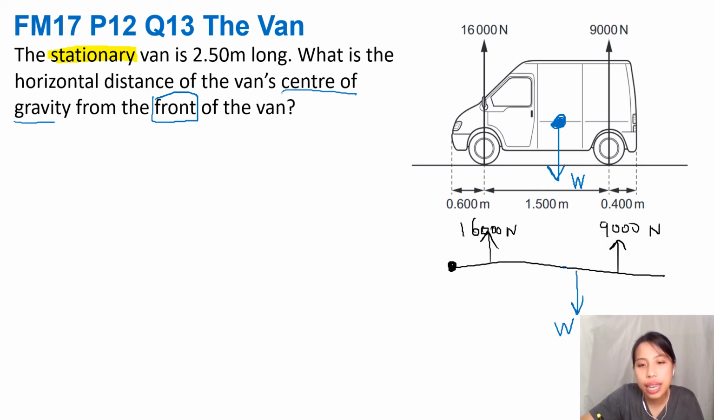If I choose this as my pivot, then I'm solving torques about that pivot, which means later I can just find the distance between the center of gravity and the pivot, which is what I'm looking for. We're trying to find the center of gravity from the front of the van, so choosing the pivot at the tip is convenient. You can choose it elsewhere and solve it. You just have to do extra work at the end.